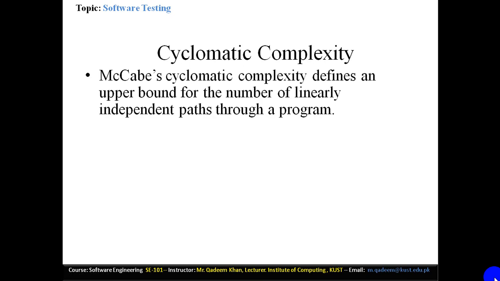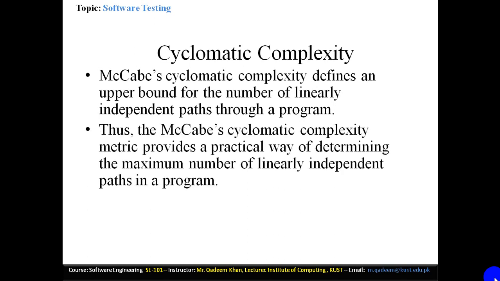Cyclomatic complexity was invented by the scientist McCabe. It defines the upper bound of the number of linearly independent paths through a program. Upper bound of linearly independent paths of a program means the maximum number of paths that can be available for testing the particular program.